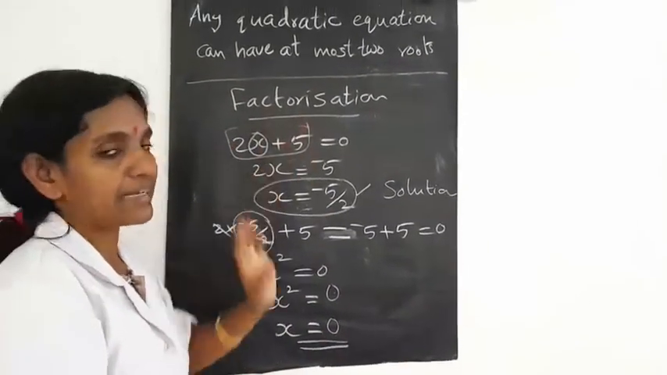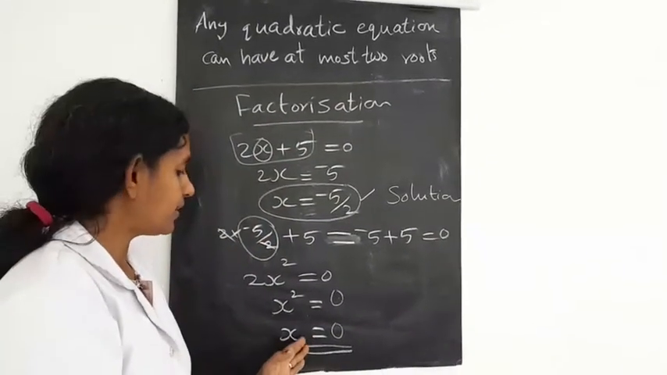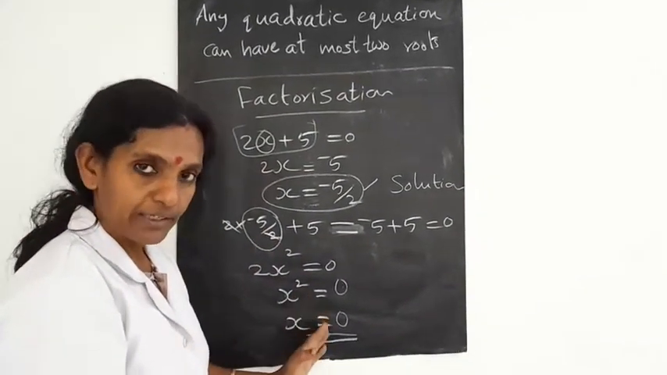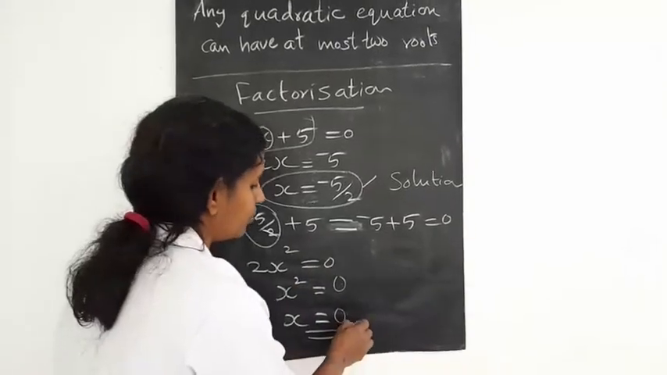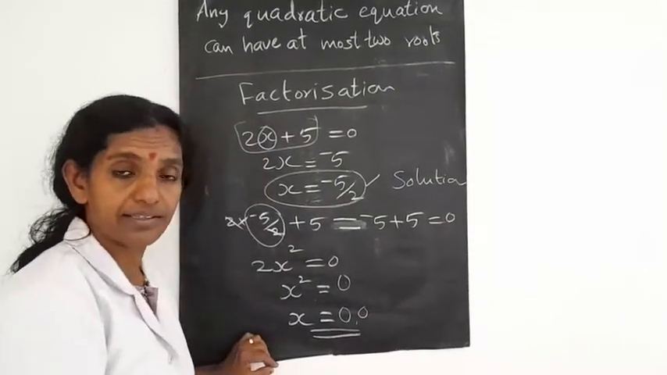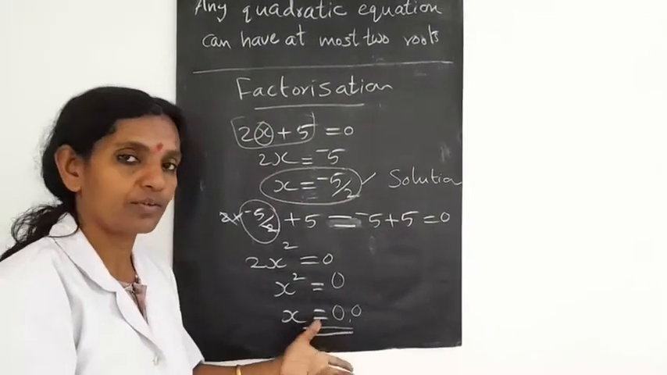And you know at most 2 values are there. So here it is only one value which is repeating, 0, and again we can write 0. So 2 values are there, 0 and 0.